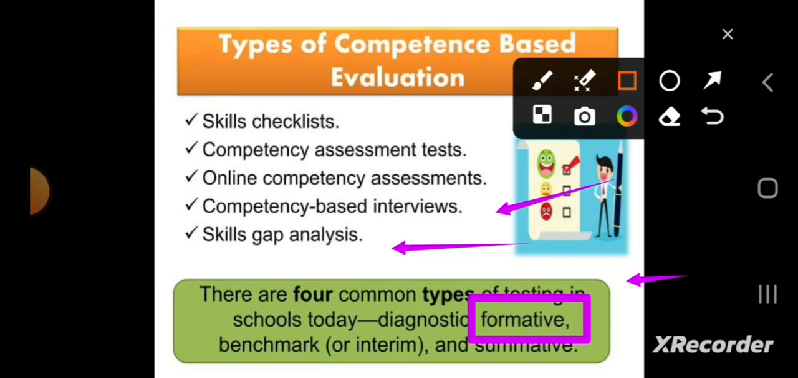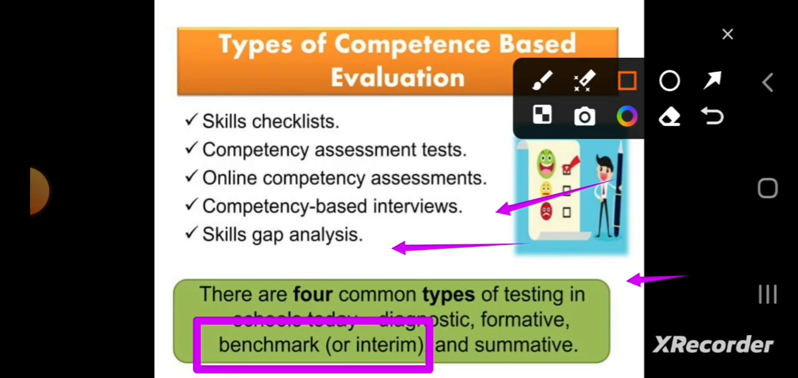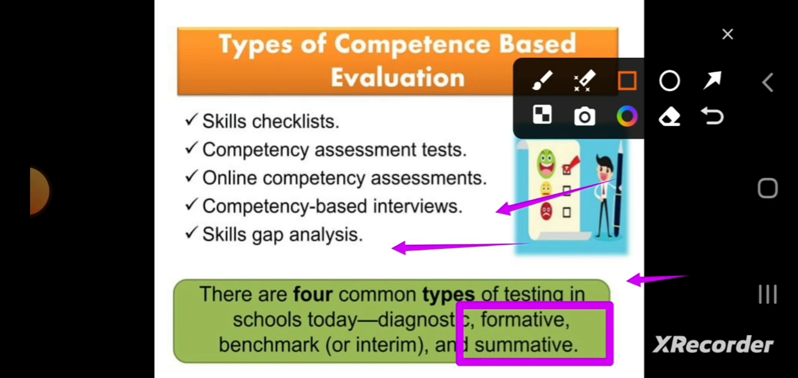Benchmark. Interim testing. Administered at specific intervals to evaluate students' progress towards learning goals. These tests can help measure growth and inform future instruction. Summative testing, conducted at the end of an instructional period to evaluate overall student learning, typically through final exams or projects. Each of these evaluation and testing methods plays a crucial role in understanding competencies and guiding educational and professional development.